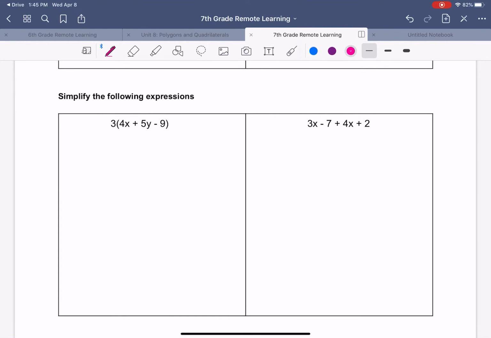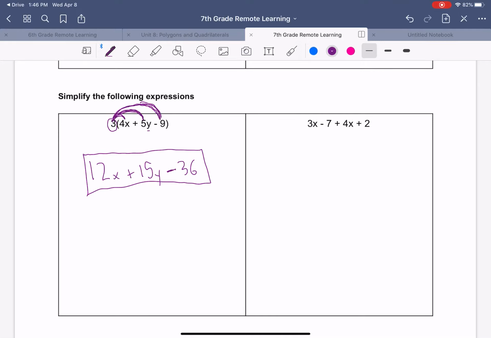Okay, next we're moving on to simplifying. So first we have distributive property. We're going to take this 3 and multiply it by everything inside the parentheses. So 3 times 4x, 3 times 4 is 12x, plus 3 times 5 is 15, and then I add in my y. And last, 3 times 9 is 36, and there's a minus right there. So 12x plus 15y minus 36.